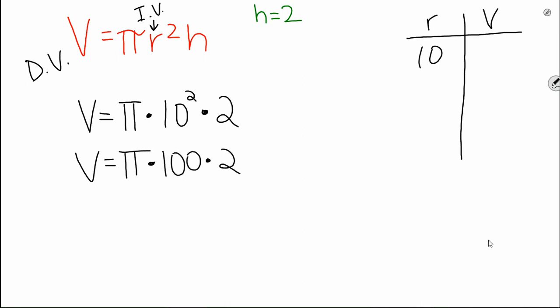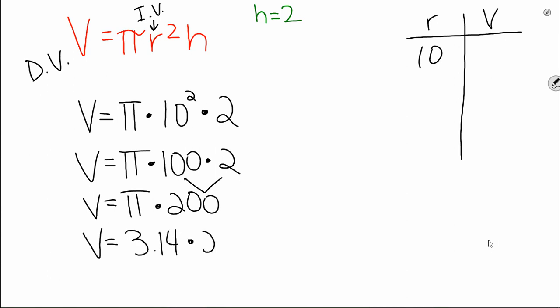We can multiply that by 2. 100 times 2 is 200. So we can go ahead and keep pi over there, and we can keep it as 200 pi. And we know that our volume is going to be 200 pi. For the sake of this, though, just to put a number, we're going to say that pi is equal to 3.14. When we calculate 200 times 3.14, we get 628. So going back to our T-chart, we can put 628 into our dependent variable column.